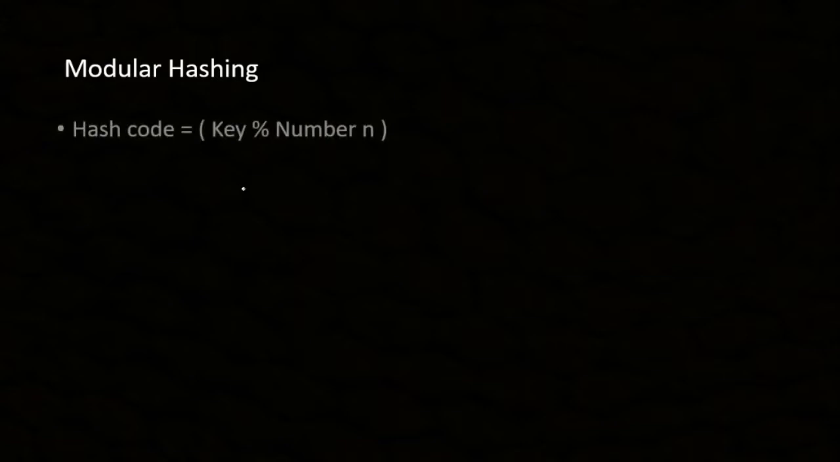So there's this thing called modular hashing, meaning that the hash code is equal to the key operated with the modulo operator by a certain number n. And why modulo? Let's see. If I have a certain number, let's pick a number. What will it be? 7 maybe?